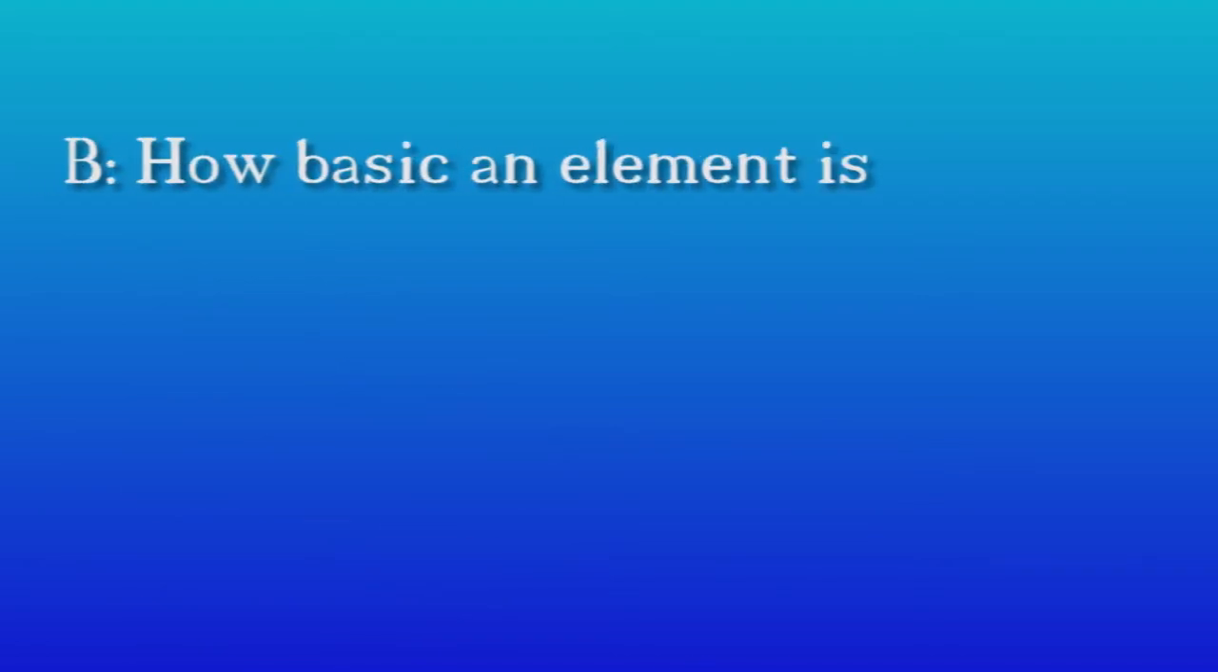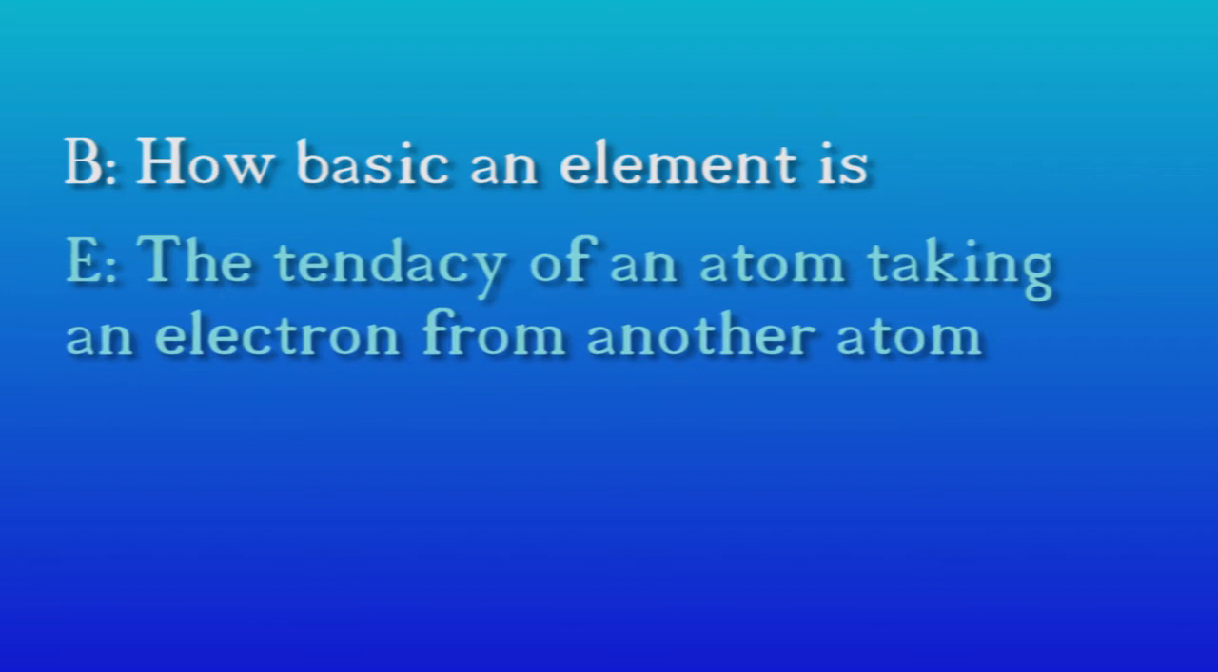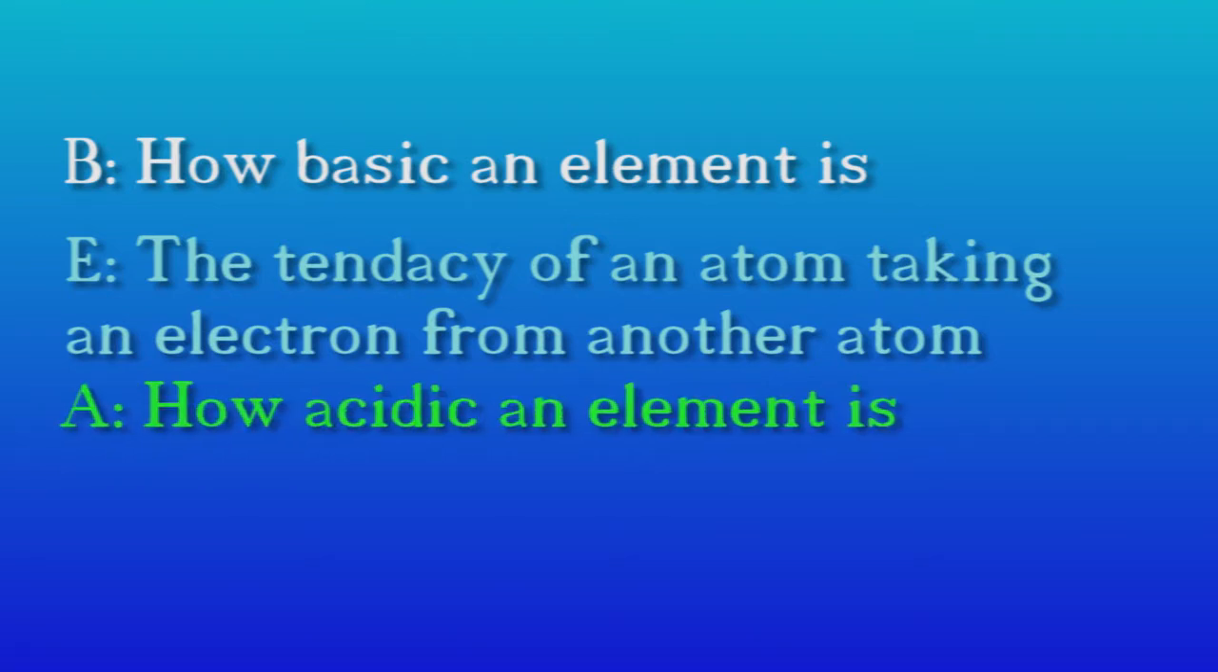Basicity meaning how basic an element is in terms of acids and bases. Electronegativity, which identifies an element's tendency to steal an electron from another element. Acidity means how acidic an element is, once again in terms of acids and bases. Finally, radius, which identifies how large an element's atom is.